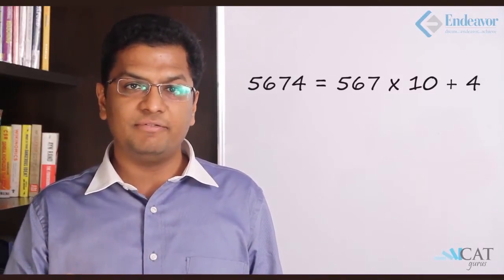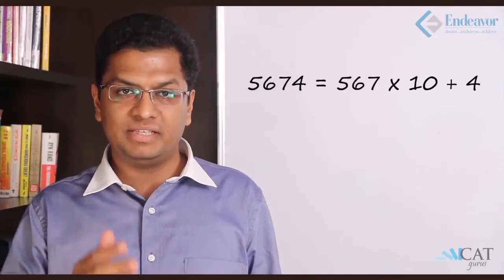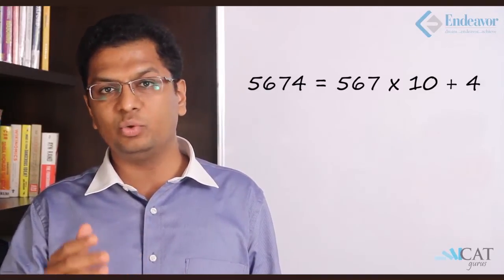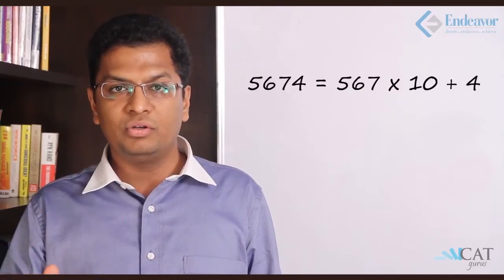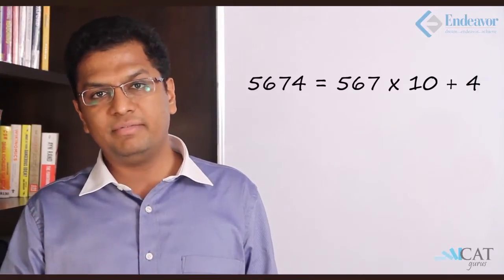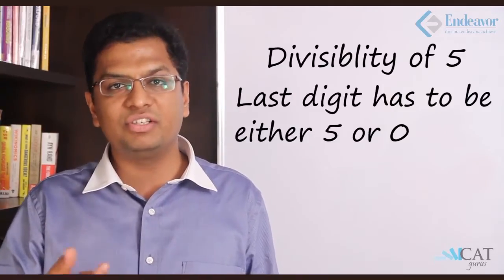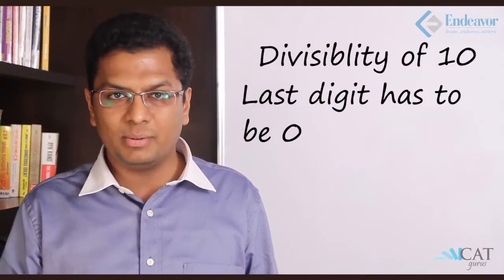Let's go further. Let's take the next prime number, which is 5. What do we do about it? So if we go by the rule for 2, any number, say 5674, can be broken into 567 into 10 plus 4. So 10 is always divisible by 5. So all we need to do is to check the last digit. So it has to be either 5 or 0 in order to be divisible by 5. For 10, it's even simpler. The last digit has to be 0. Otherwise, it's not divisible by 10.